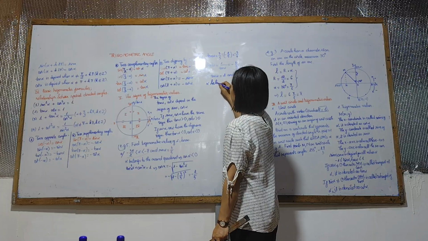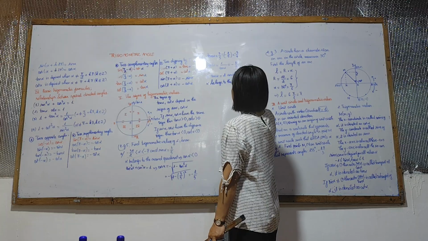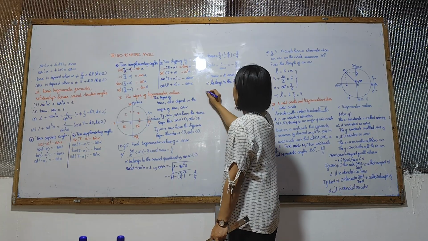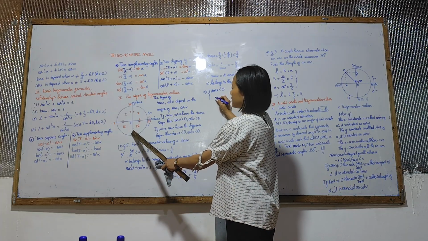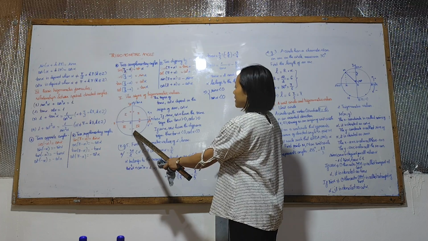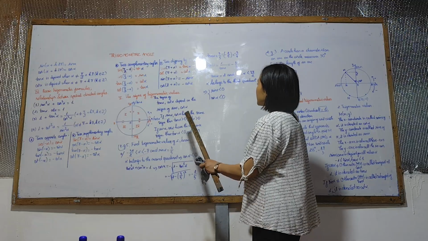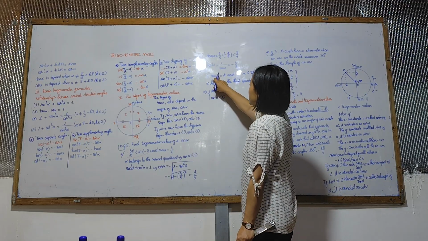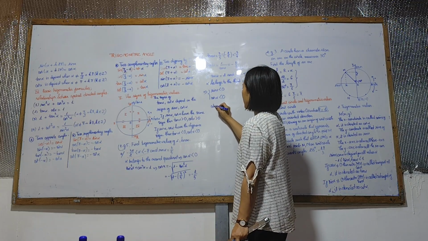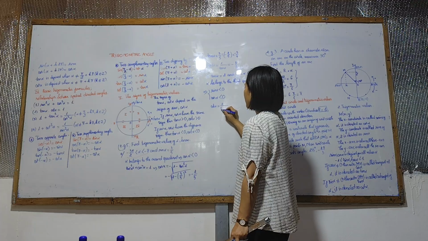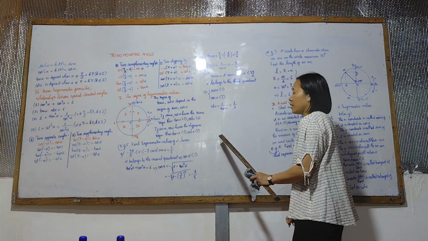Alpha belongs to the third quadrant, which implies sine alpha is less than 0 and cosine alpha is less than 0 too. Next, with tangent alpha equals 2, we easily find cotangent alpha equals 1 over tangent alpha equals 1 over 2, or a half.